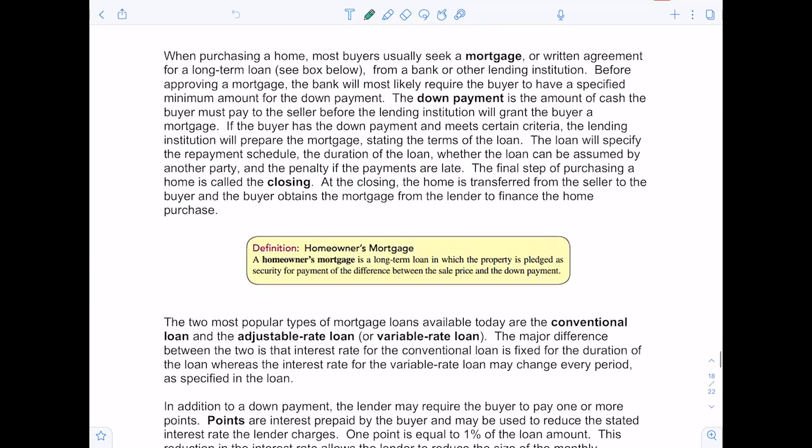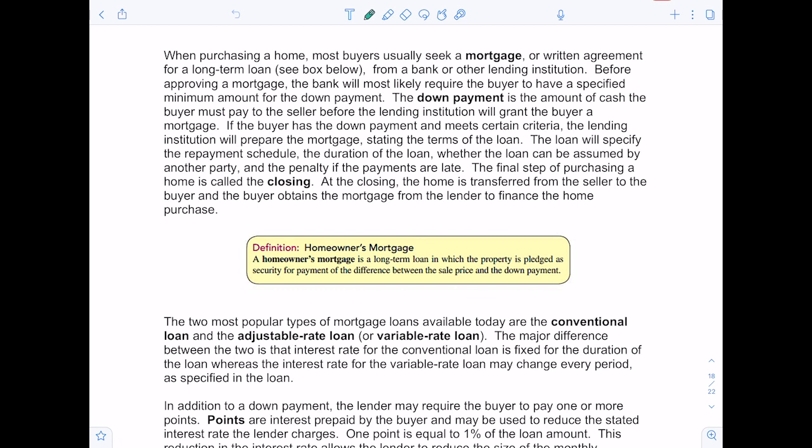You may want to pause the video and read through the vocabulary here, such as what is a mortgage, a down payment, what do they mean by closing, and then also the difference between an adjustable rate loan and a variable rate loan, and points. And then when you're ready, you can unpause the video.